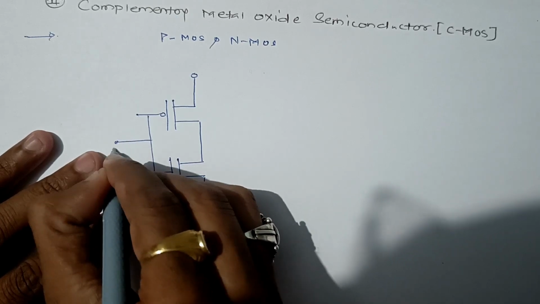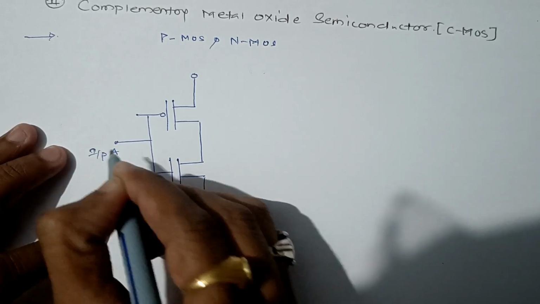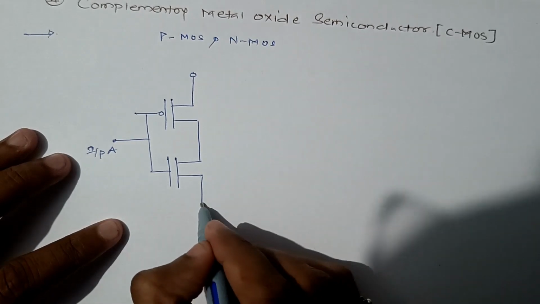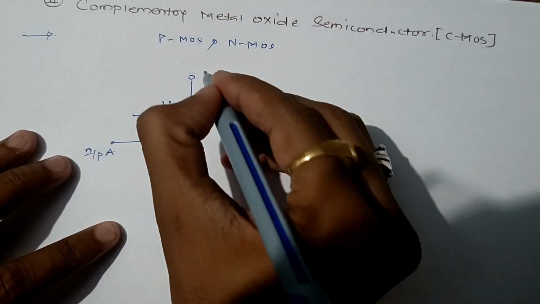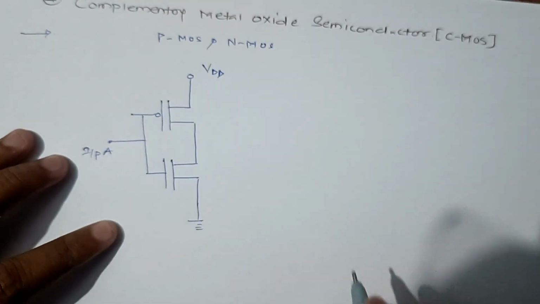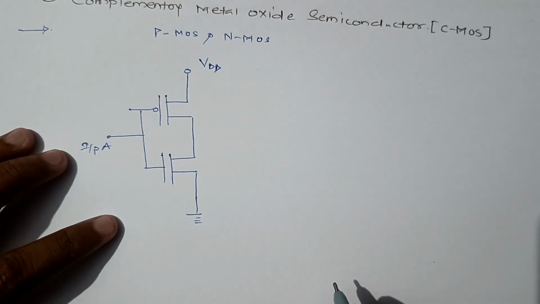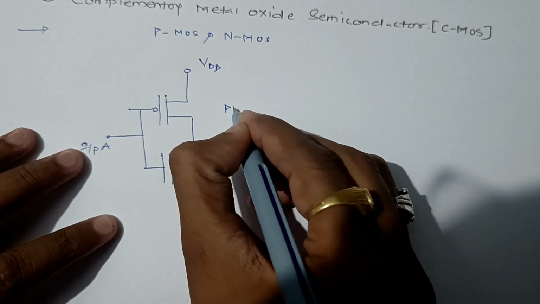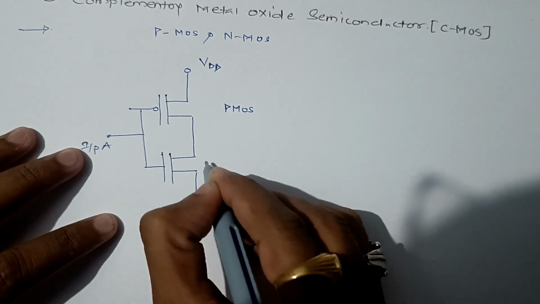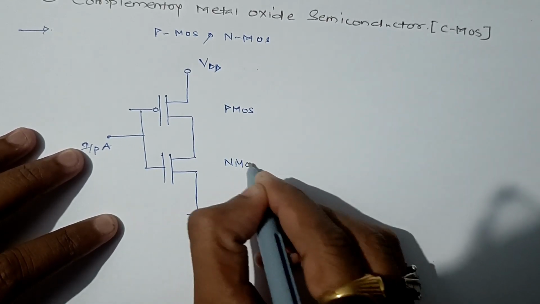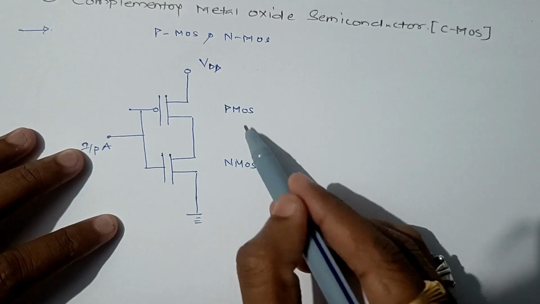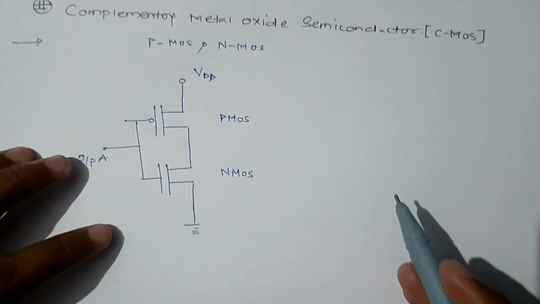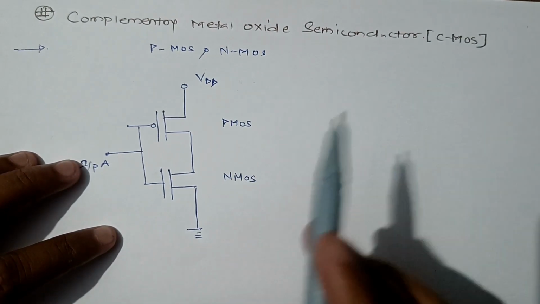Let this is our input as A, and we'll connect it to the ground. यहाँ से हम connect करेंगे VDD. Okay. So what we have done, this is our PMOS and this is our NMOS. So PMOS and NMOS are connected in series with each other. This structure is called as CMOS.